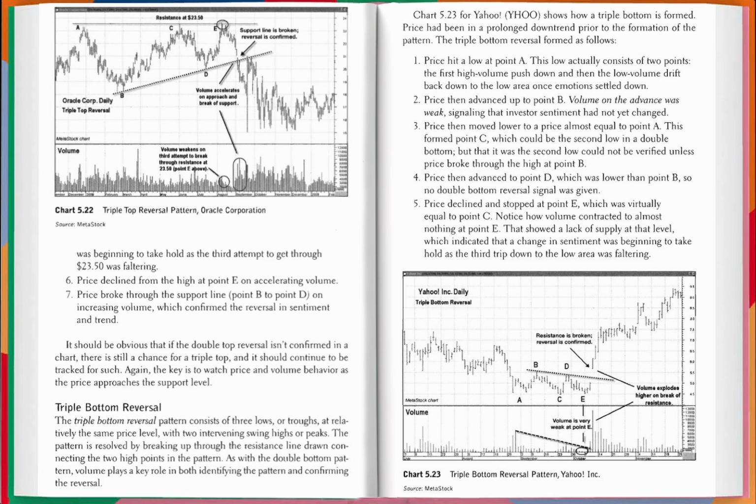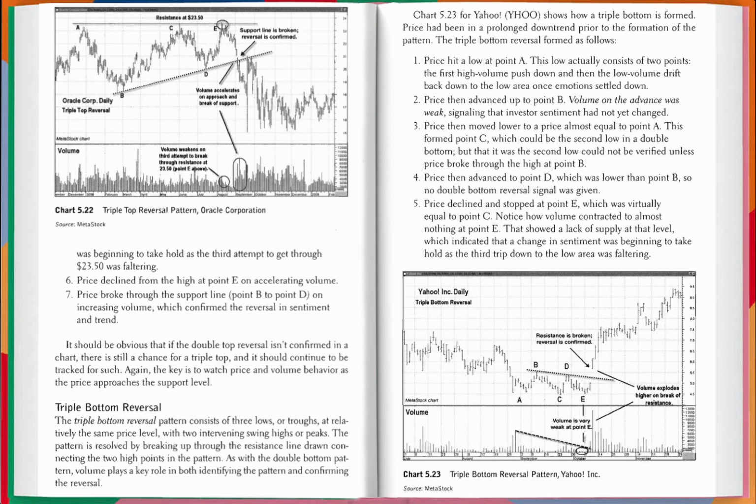2. Price then advanced up to point B. Volume on the advance was weak, signaling that investor sentiment had not yet changed. 3. Price then moved lower to a price almost equal to point A. This formed point C, which could be the second low in a double bottom, but that it was the second low could not be verified unless price broke through the high at point B. 4. Price then advanced to point D, which was lower than point B, so no double bottom reversal signal was given. 5. Price declined and stopped at point E, which was virtually equal to point C.